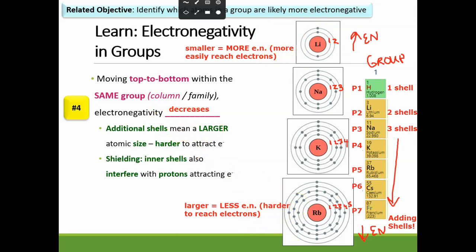And again, the reason why is because the more shells you have, the bigger you get. It just gets harder to attract electrons. And this has to do with something called shielding. So you can see that we have a bunch of shells in here, and all of those shells are hard for a nucleus to get through to try to attract a new electron. Our nucleus is made up of a bunch of positive protons that are trying to fight through these shells to attract a negative electron. And so all of these inner shells cause what is called shielding. It just makes it really difficult for the protons in the nucleus to attract an electron.